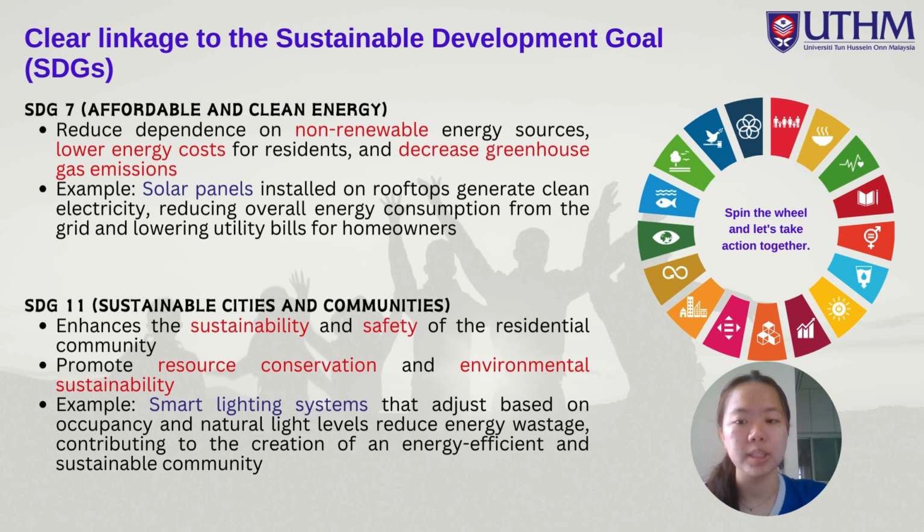The second SDG is SDG 11, which is sustainable cities and communities, to enhance the sustainability and safety of the residential community. It will also promote resource conservation and environmental sustainability. For example, the smart lighting system adjusts based on the occupancy and the natural light levels to reduce the energy wastage, which will contribute to the creation of an energy efficient and sustainable community.